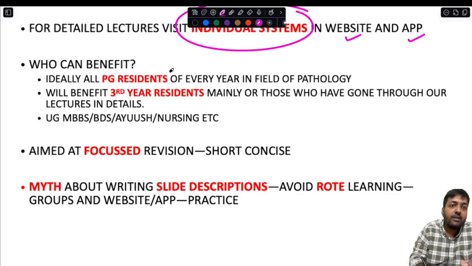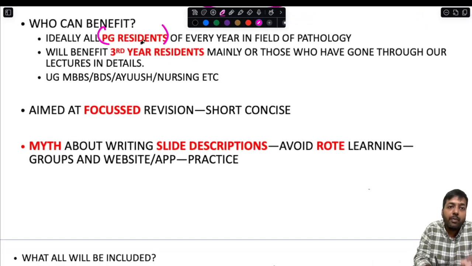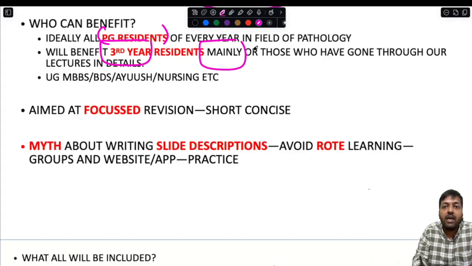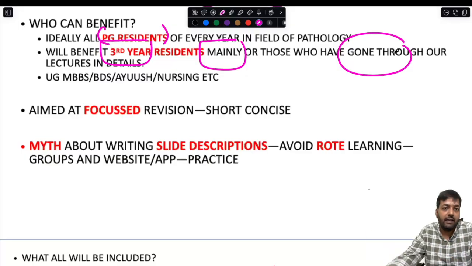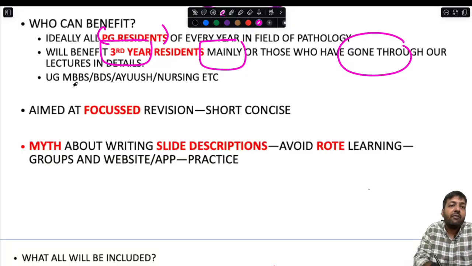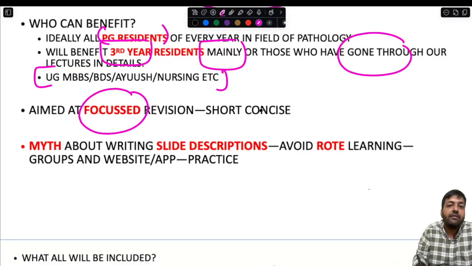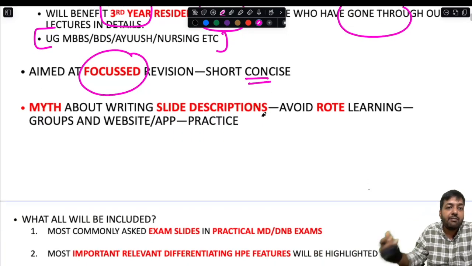Ideally it can benefit all the postgraduate residents, but it is going to benefit the third year residents, the exam going residents, maximally, or those who have gone through our lectures in detail, so you can correlate each and everything. It can also benefit other undergraduate students as well. Now remember, this series is aimed at focused revision in a very short, concise manner.